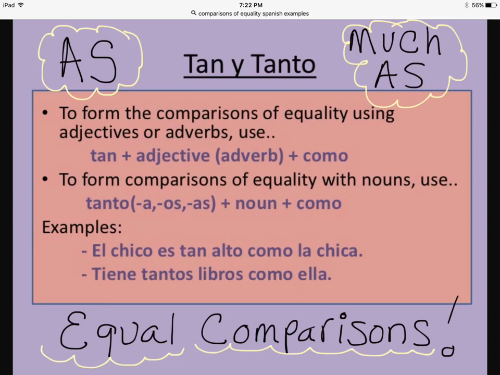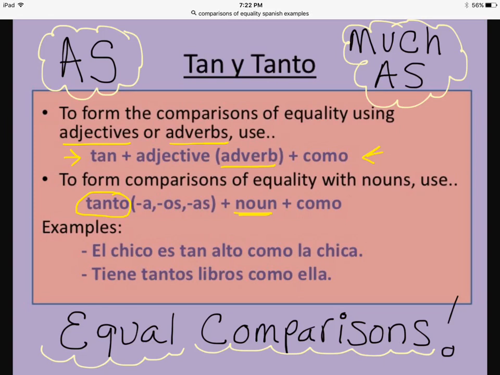Okay, so let's look at this first little dot here. To form the comparisons of equality using adjectives or adverbs, you're going to use this formula. It's going to be tan plus an adjective or an adverb plus como. Now if you're going to be forming comparisons of equality with nouns, you're going to use a form of tanto instead. So it would be tanto plus a noun plus como.